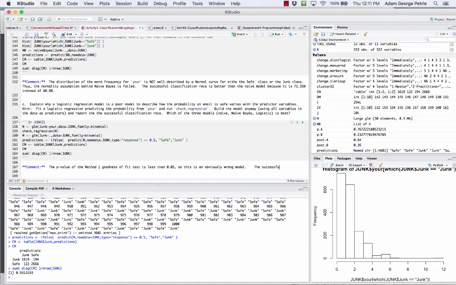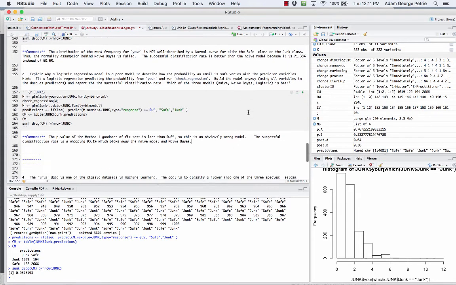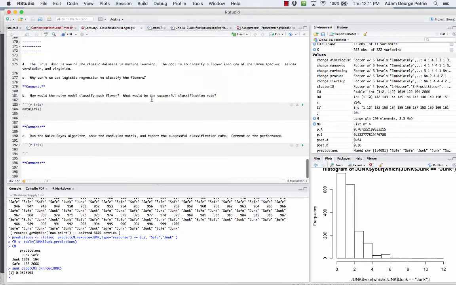So the successful classification rate is a whopping 93.1%, which blows away the naive model and naive Bayes. All right, pretty nice. All right, last question deals with the iris dataset.